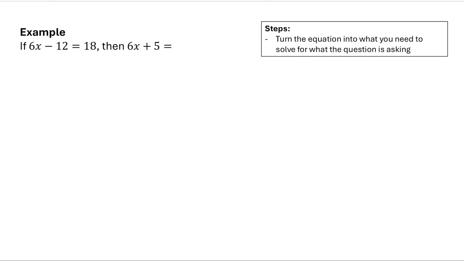So if 6x minus 12 equals 18, then what does 6x plus 5 equal? So you may be tempted to go ahead and entirely solve this equation and then find the value of x and then go plug it back in. You can actually save yourself a little bit of time if you use a shortcut.